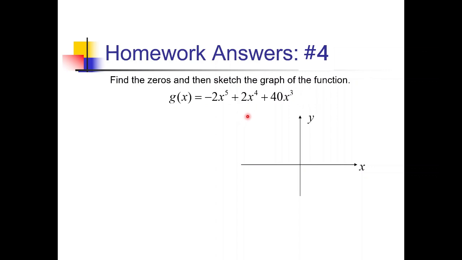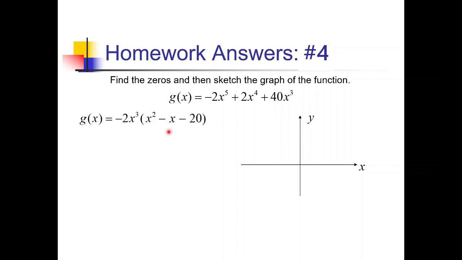One thing I'll look for is common factors. Now these are all divisible by 2, and if I'm going 2, I might as well take out a negative 2. And also x to the third is the lowest exponent, so I can factor that out as well. So I'll start with a negative 2x cubed coming out of there. This first term now is going to become an x squared if I divide negative 2x to the fifth by negative 2x cubed, so x squared. And then 2x to the fourth divided by negative 2x cubed is going to be a negative 1x to the first. And then finally 40x cubed divided by negative 2x cubed is going to be negative 20.